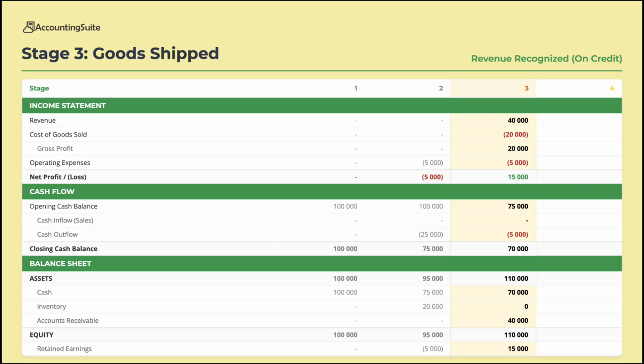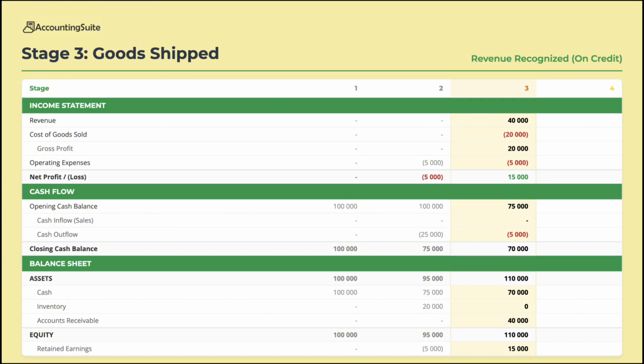We begin again with the income statement. This month, the company records revenue of $40,000. But to calculate profit, we must also recognize the cost of goods sold. The inventory we purchased earlier cost $20,000. So the income statement shows revenue $40,000, cost of goods sold $20,000. This produces gross profit of $20,000. Next, we subtract the monthly operating expenses of $5,000. So the business made $15,000 profit this month.